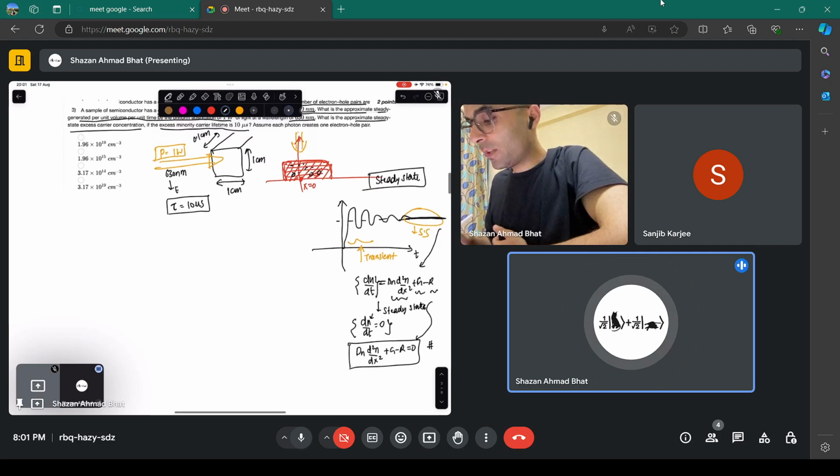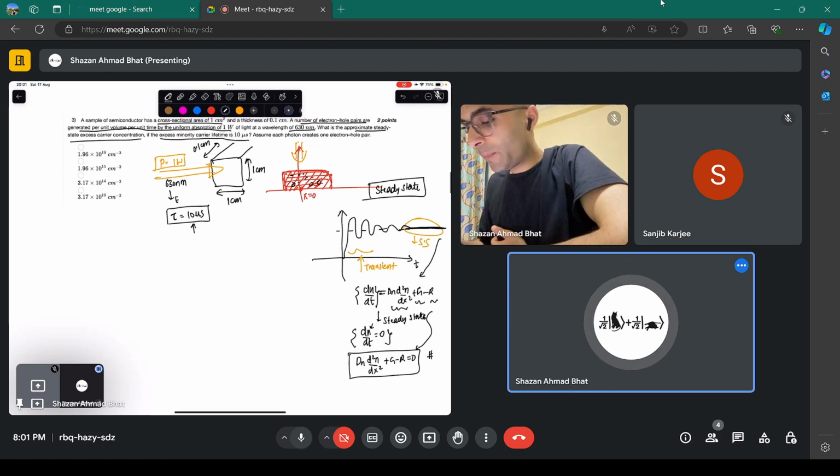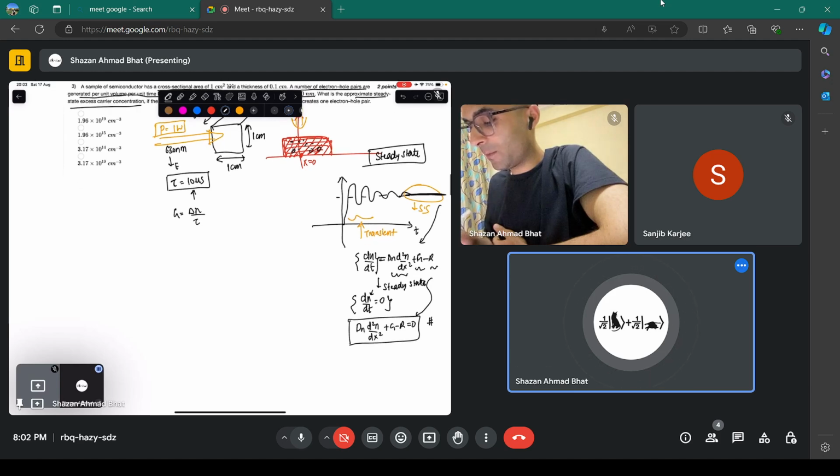Okay, so now for this problem, tau equals 10 microseconds. We need to find the number of electron hole pairs generated. We know that the generation is the excess number of electron hole pairs divided by the recombination time. So the excess number of electron hole pairs equals generation times tau. The tau is given, we need to find the generation.